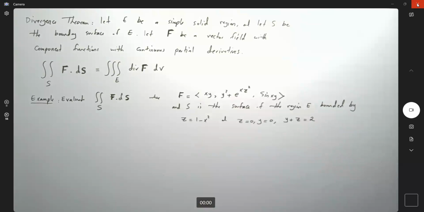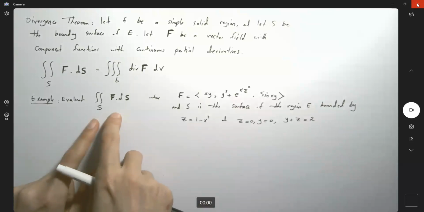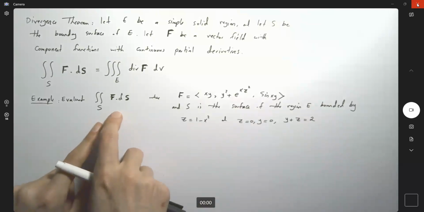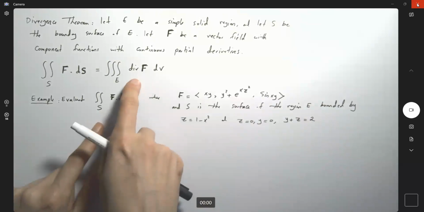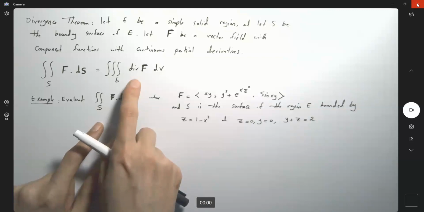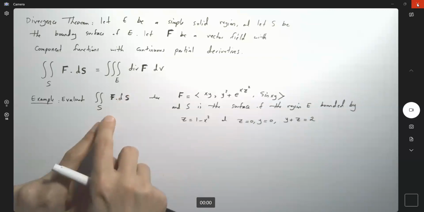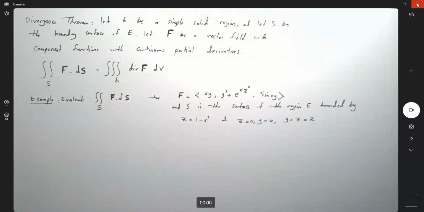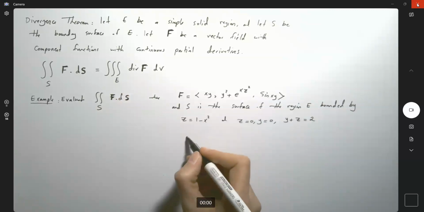So let's see what we have here. We're trying to compute this double integral of F dot dS. Let's see if we convert it into a triple integral of the divergence of F. It helps to simplify this integral a little bit more. So what is the divergence of F?